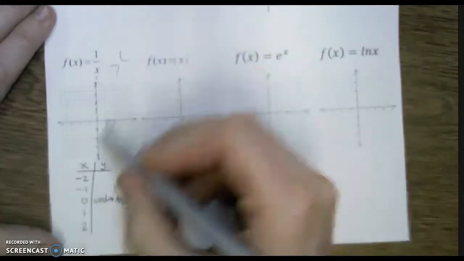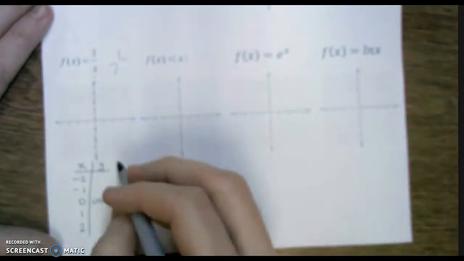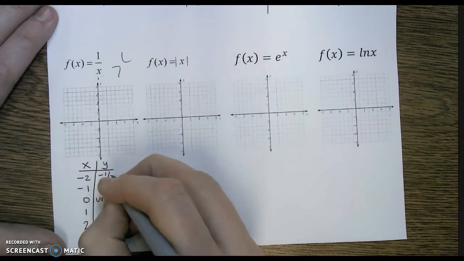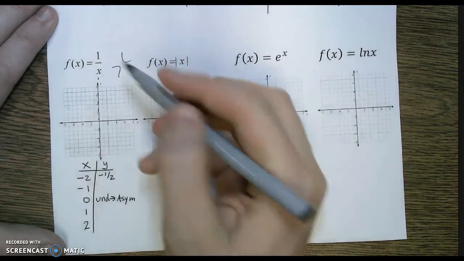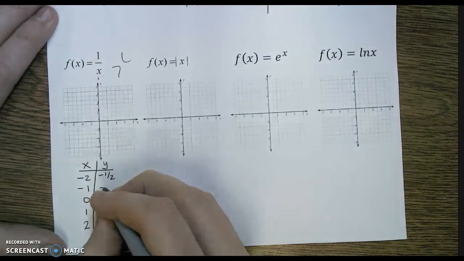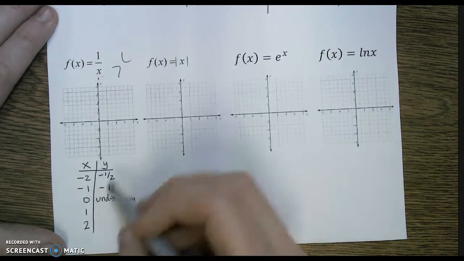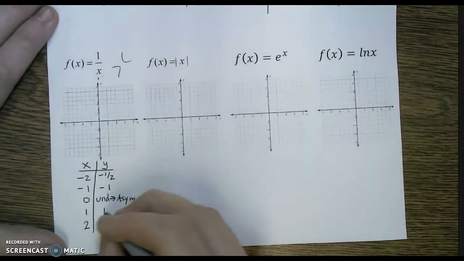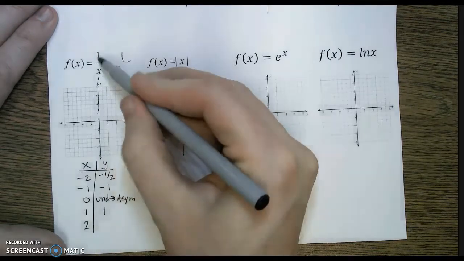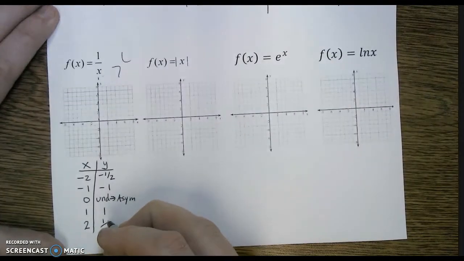And then let's plug in -2. If I plug in -2, I get -1/2. If I plug in -1, I get 1 divided by -1, which is -1. If I plug in +1, I get 1 divided by 1, which is 1. And if I plug in 2, I get 1 divided by 2, which is 1/2.